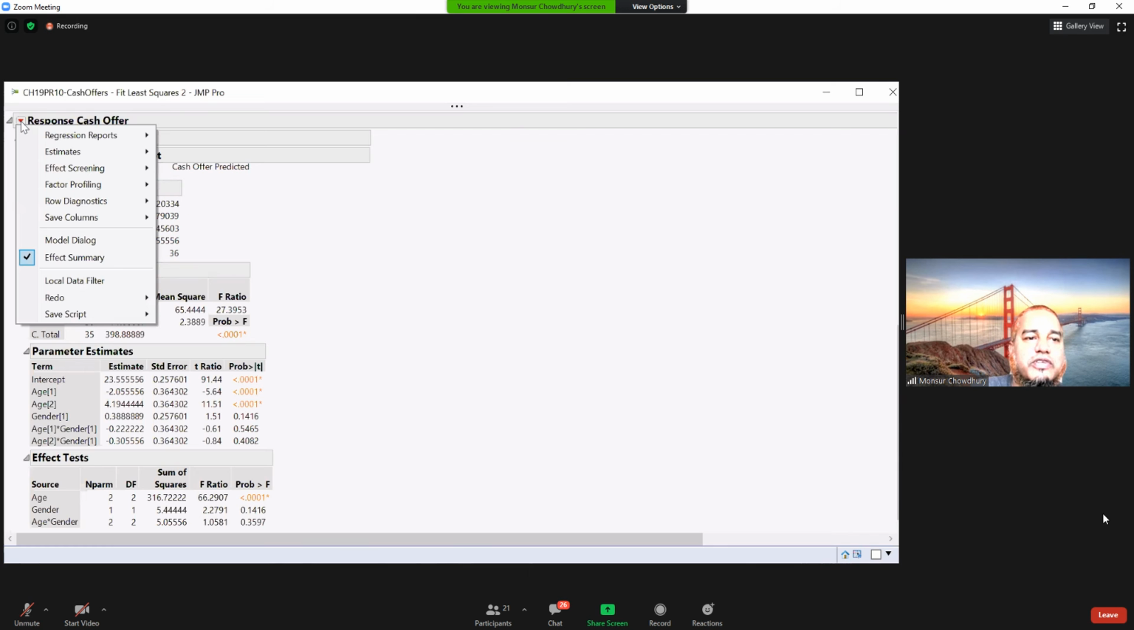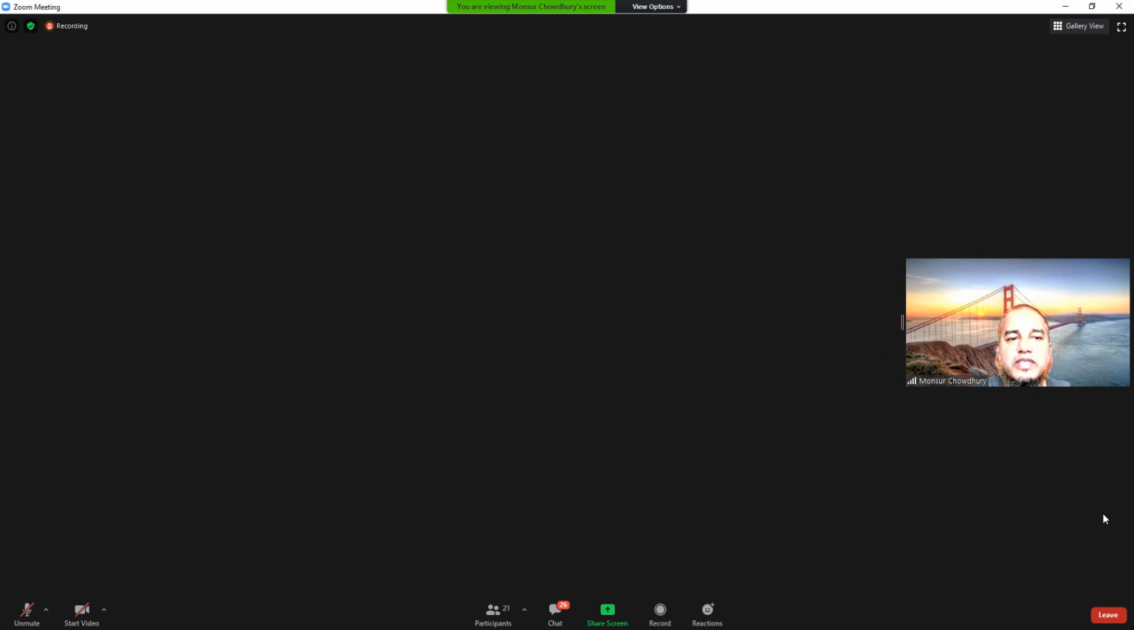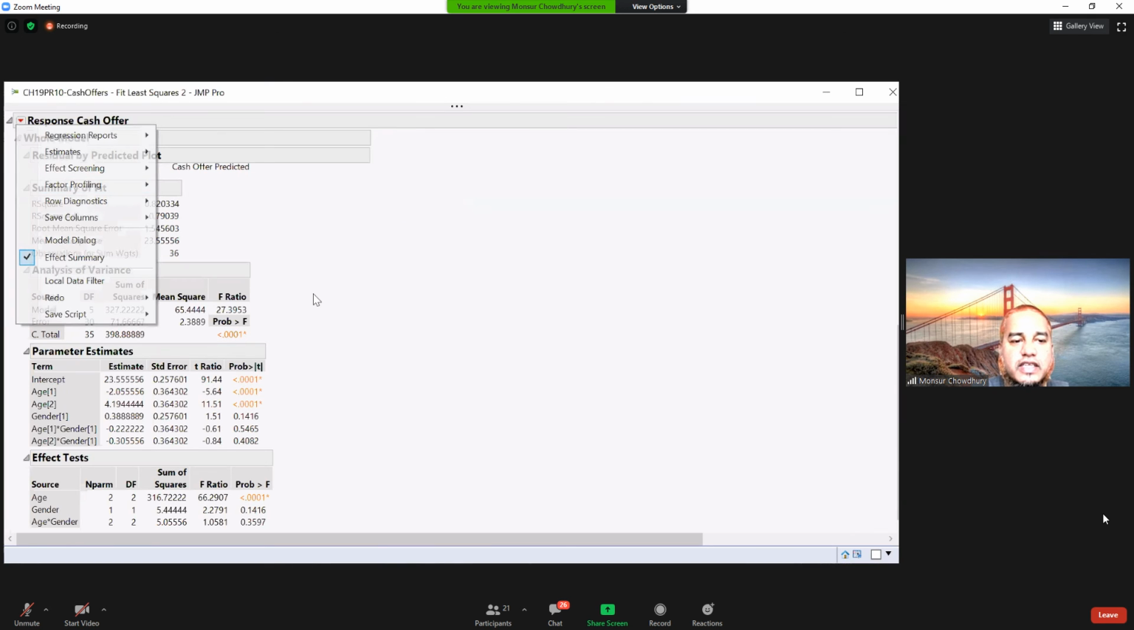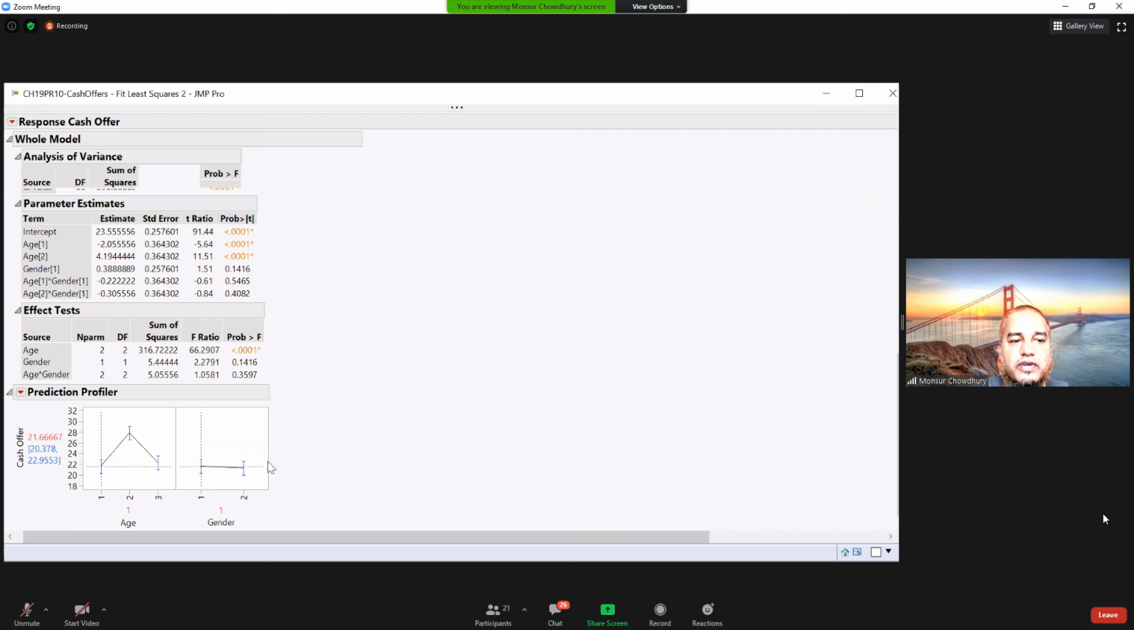You can go to the top red triangle and factor profiling. Since we have the interaction plot as well as the main effect, we need to select two times. One, profiler will give you the profile plot for the main effects, and interaction plots will give you the interaction profile plot. So profiler creates the profile plot for the main effects.